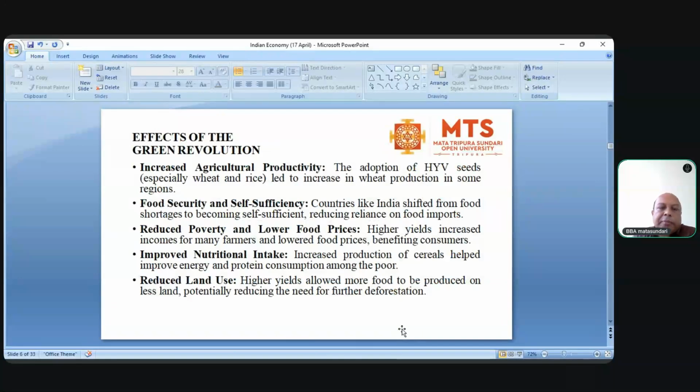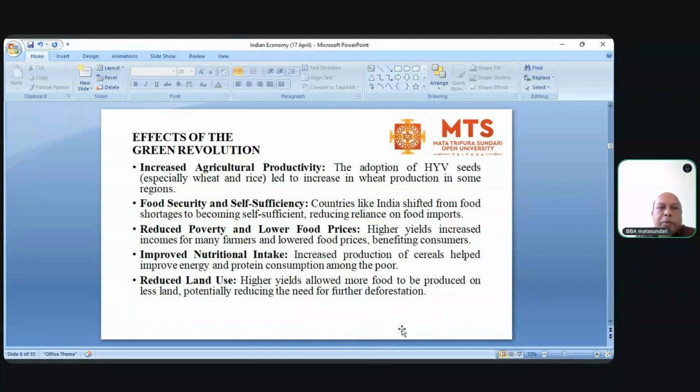And after independence, the Indian government depended more on foreign countries for import of food grains, and the Indian government thought that it should increase agricultural production, and so dependence on foreign countries for import of food grains should be reduced. And for this reason, the Indian government encouraged the Green Revolution in India, especially in the northern part of India.